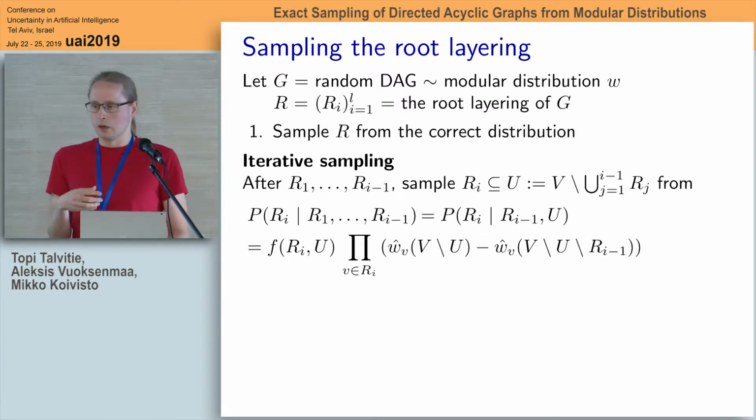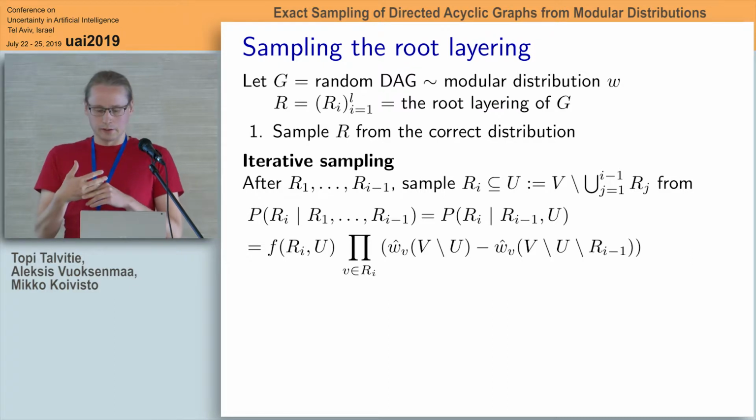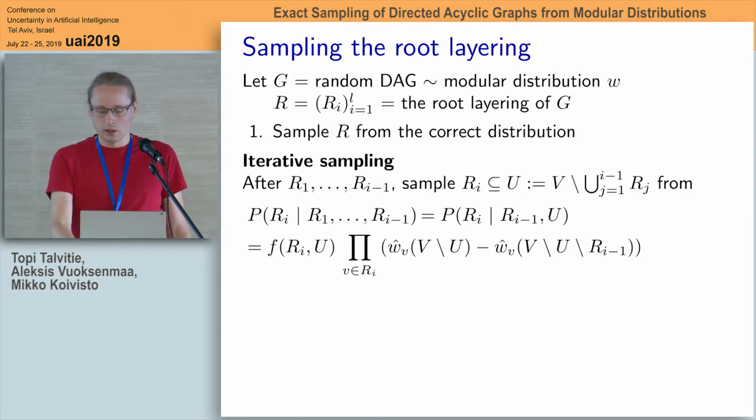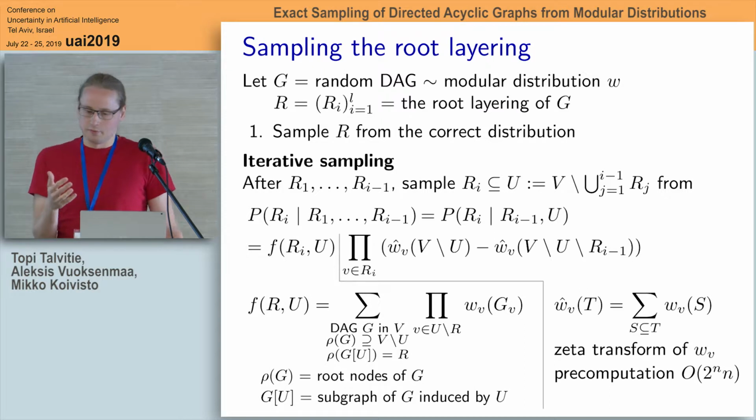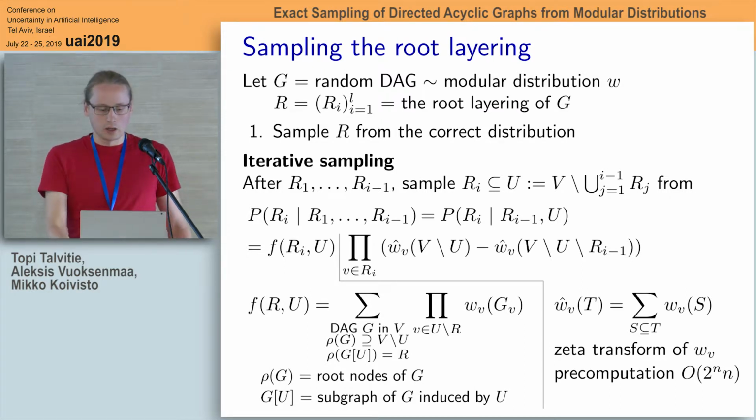The second part is the easy part. It simply accounts for the possible sets of parent sets for the nodes in Ri, and it can be efficiently computed using the zeta transform of these parent set weight functions. So the hard part is this F thing here, and now we'll focus on computing this.